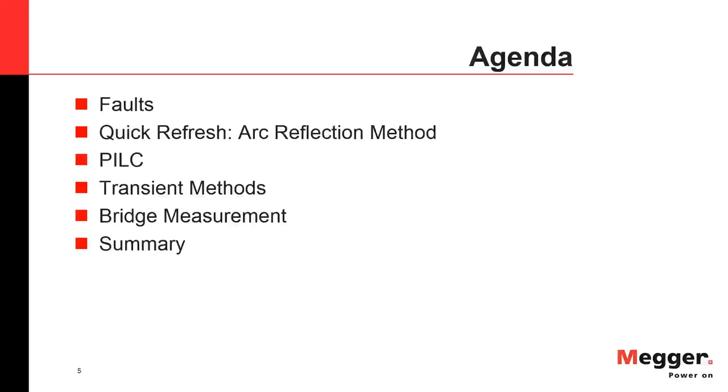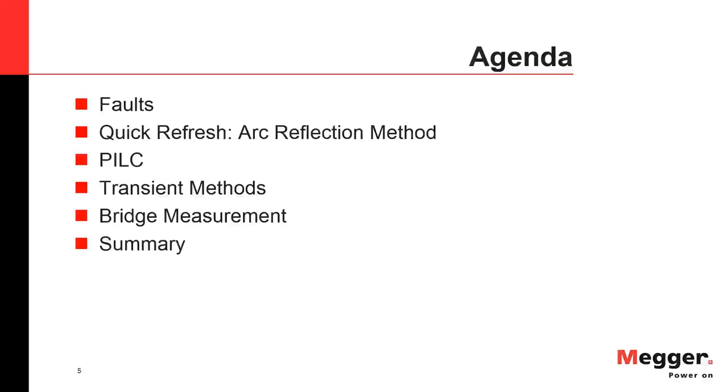So first of all, we will talk a little bit about the faults, because these methods that we're talking about today are highly determined by the type of fault that you're trying to locate. Initially, I will do a quick refresh on the arc reflection method so everybody's on the same page here. And then we will talk a little bit about the challenges when fault locating on PILC, because there's still a lot of PILC cable out there in the big cities all around the United States, specifically the coastal areas, downtown networks. And then we will talk specifically about the so-called transient methods, then very, very briefly about using a bridge, and then I will just quickly summarize, and we will go into the Q&A session.